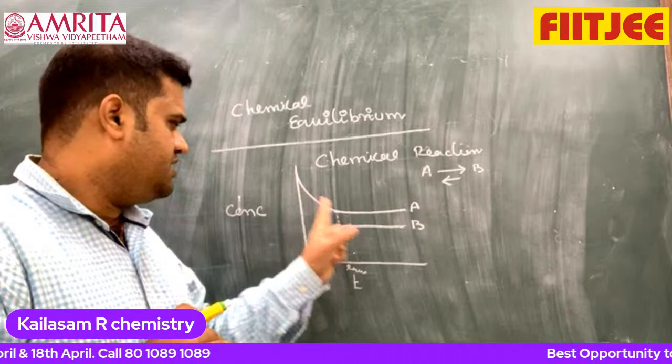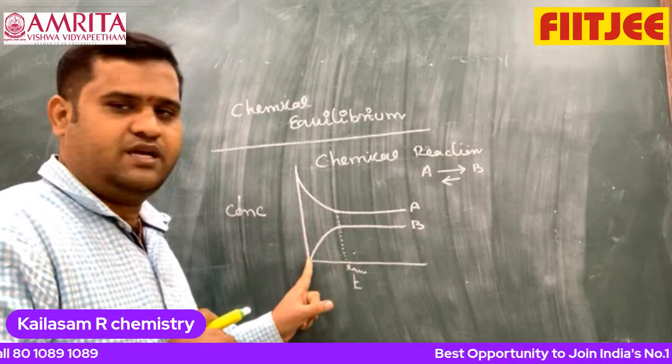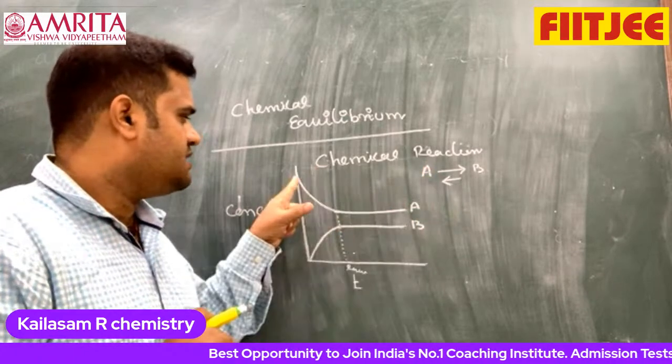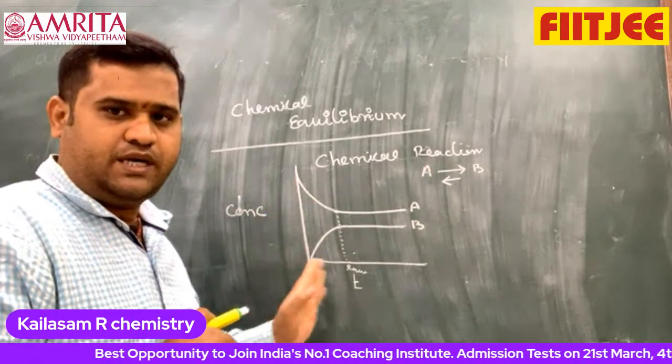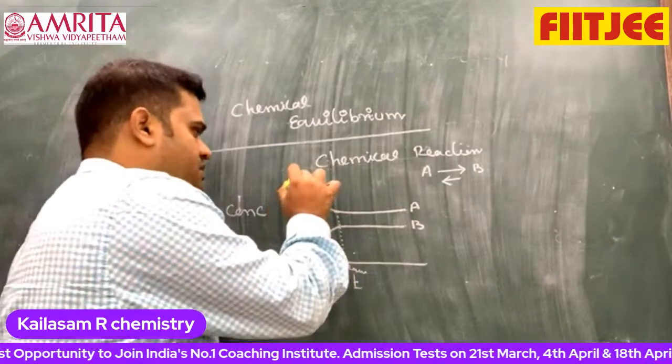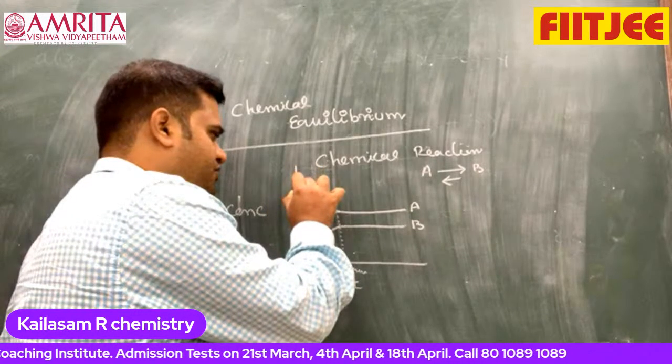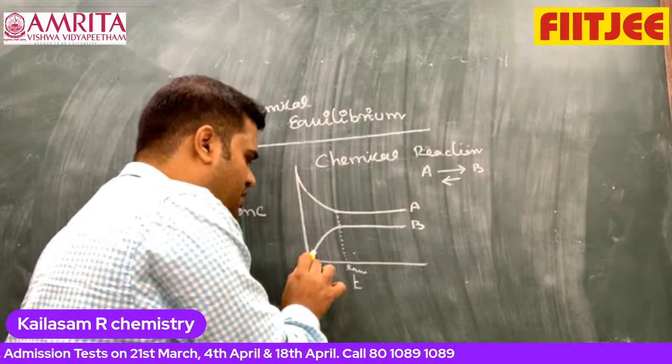When the initial time, what do we get? When the time is equal to 0, the reactant has a certain amount of concentration. When time progresses, what is happening? Obviously, the concentration of A decreases and the concentration of B, that means the concentration of product, keeps on increasing.